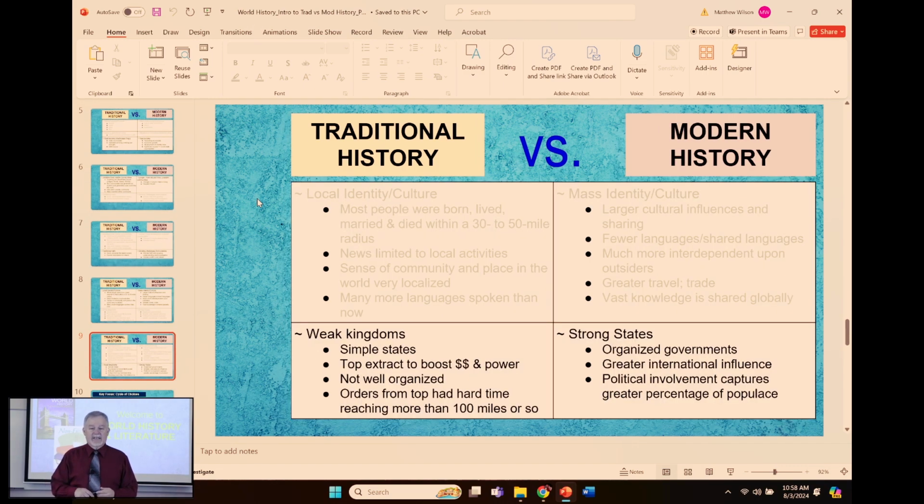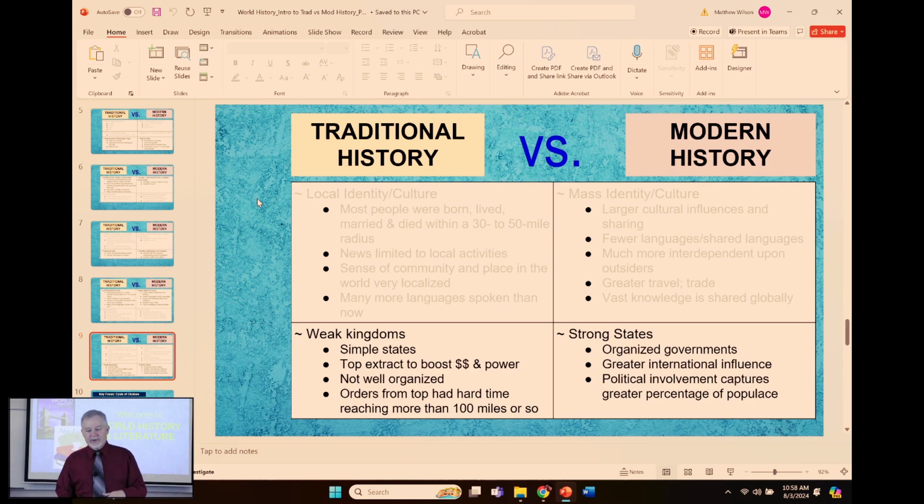And lastly, under traditional histories, we had pretty much weak kingdoms. They were very simple states. You had the king or the duke or the landlord or the warlord, and then you had this hierarchy underneath them. It wasn't very well organized, and if the guy on top wanted something to be done within the ranks, it may take a long time and get all jumbled to get to the lower ranks to get something done. So it's not very efficient.